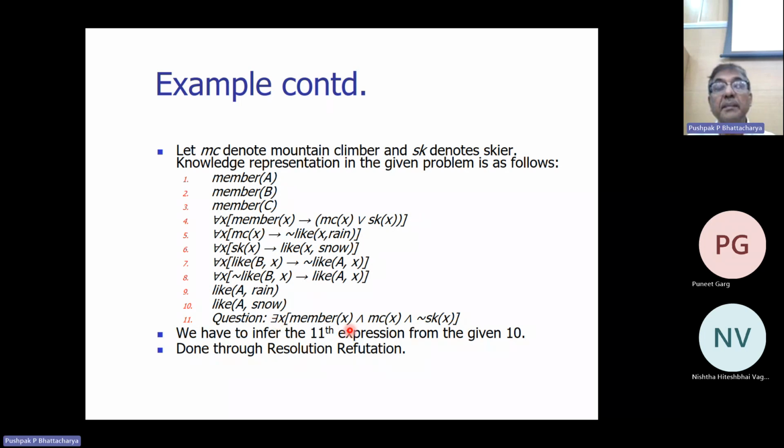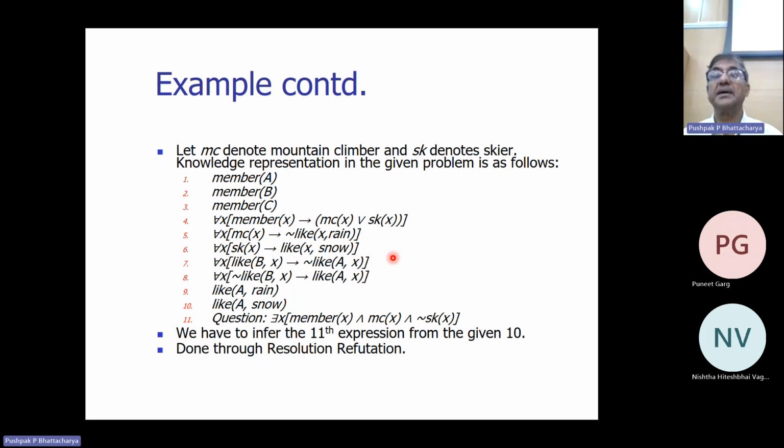Does there exist a member who is a mountain climber and not a skier? So see how it is represented. This is actually proved by contradiction. You assert that there exists an X, a member X, with MC(X), X is a mountain climber, and not SK(X), X is not a skier. So you have to infer the 11th expression from the given 10, and this is done through resolution refutation.